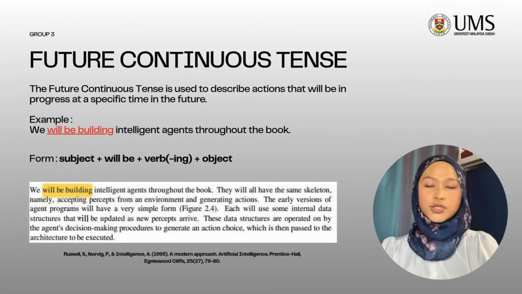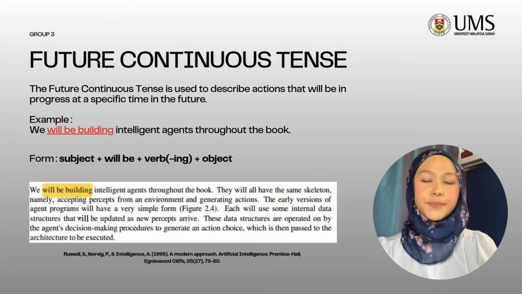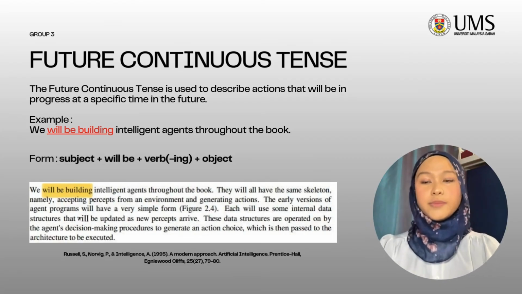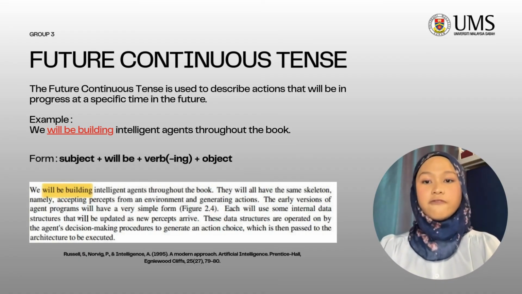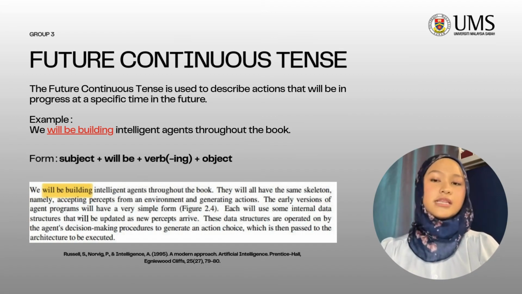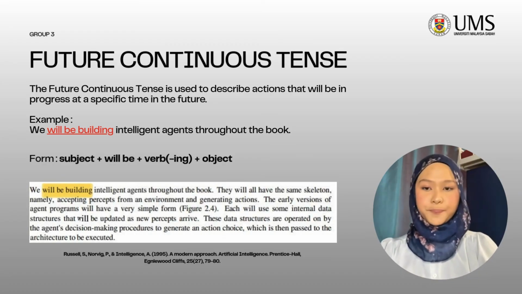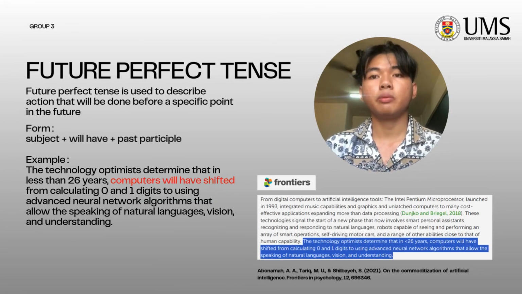This tense is used to describe an action that will be in progress at a specific time in the future. The structure is subject plus will be plus verb in ing plus object. For example, we will be building intelligent agents throughout the book. As shown in the text, the phrase will be building indicates that the action will happen in the future and will continue over a period of time. This tense is helpful when we want to emphasize that something will already be happening at a certain point in the future. Lastly, I would like to explain the future perfect tense.